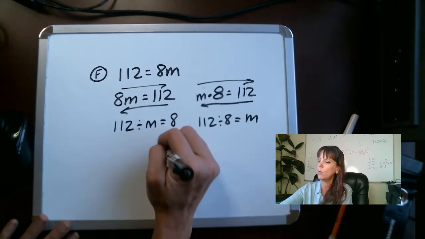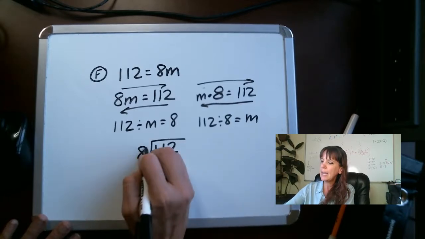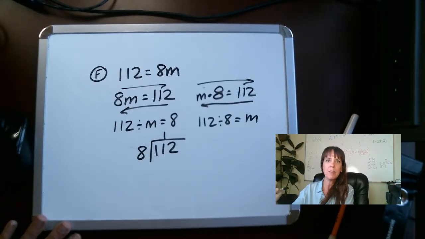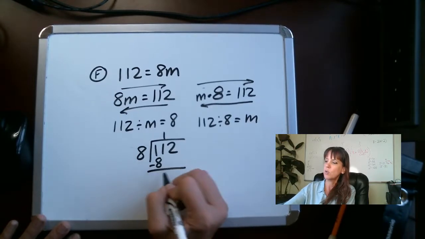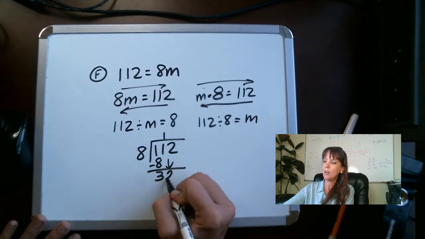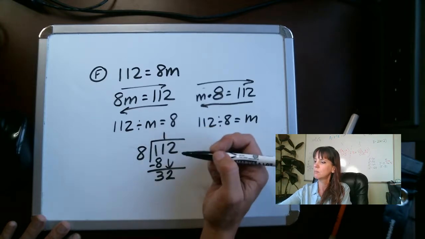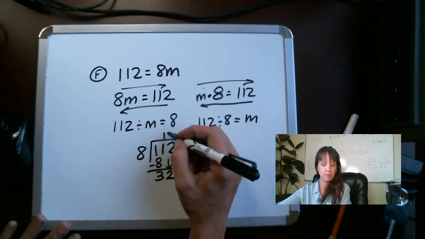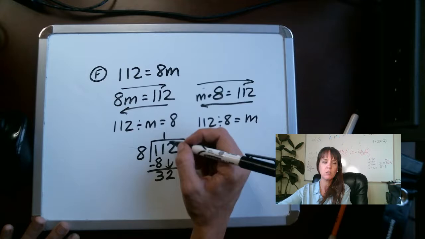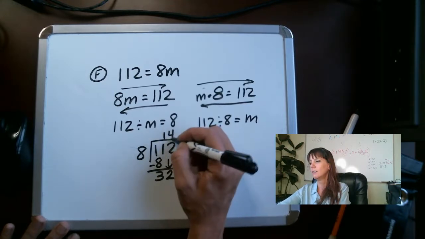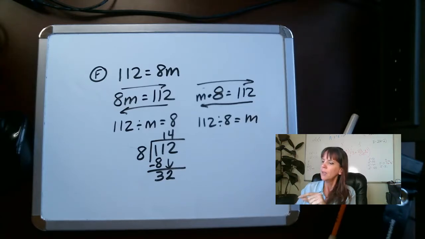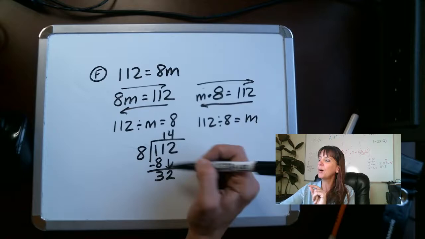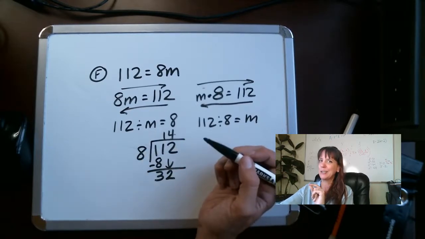So we are going to do 112 divided by 8. 8 goes into 11 one time without going over. That gives us 8. We subtract, we get 3, bring down the 2. 8 goes into 32, 4 times. Did they have a remainder? No. Sorry, guys, I'm making silly errors today. I don't know why I thought that was wrong. Okay, so 4 times 8 is 32, so we're good to go.